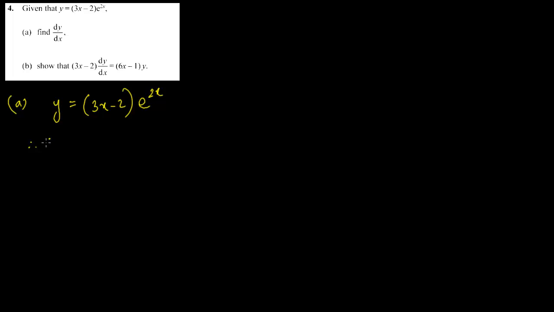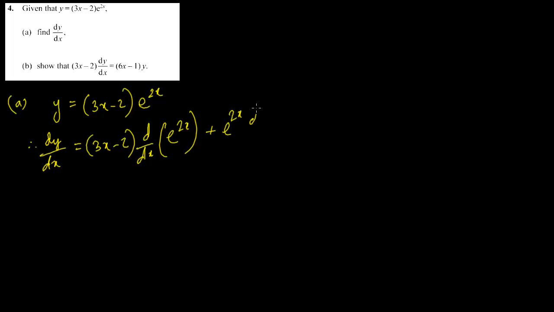If I differentiate y it becomes dy by dx. Now if I differentiate, this is u and this is v. So the rule is u, then derivative of the next one, which is v, plus v, then derivative of the first one, which is u. So you have to write out the first line like this. Then we don't have to do anything to this.